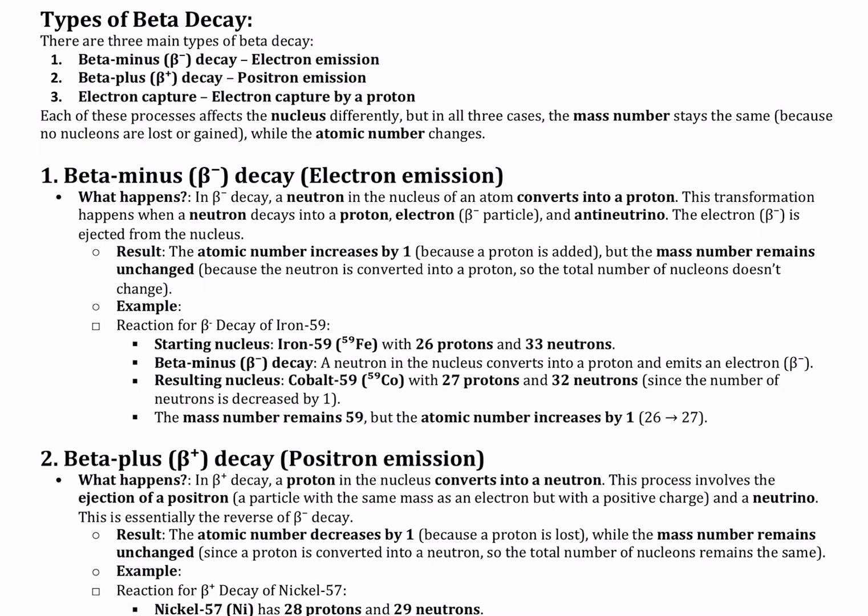When you see the word emission, I want you to think of the opposite to absorption. Absorption is when something is gained, and emission describes a loss. Now, each of these processes affects the nucleus differently, but in all their cases, the mass number always stays the same. So mass number is the same, but the atomic number differs.